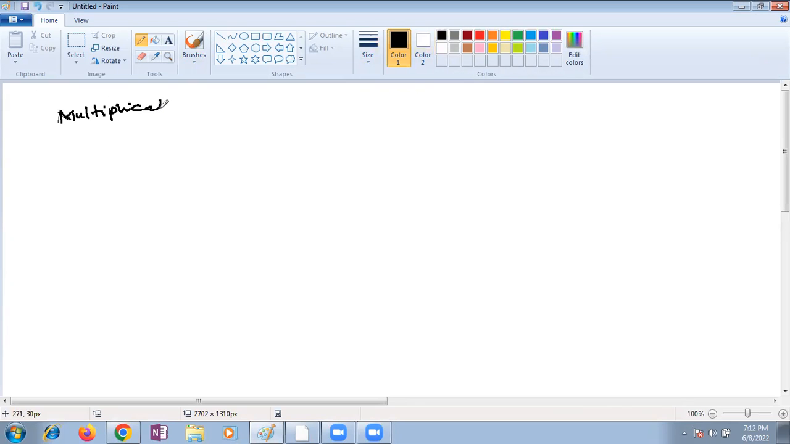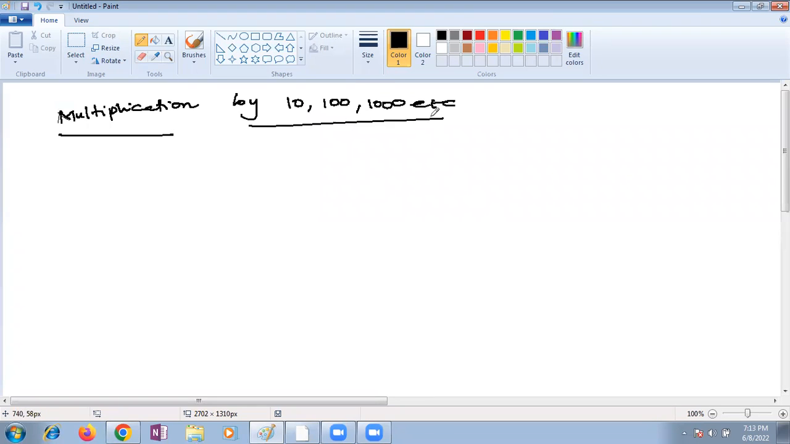Multiplication. This is very easy, but still students make errors in multiplication by 10, 100, 1000, etc. Like 10 square, 10 cube, like that. Suppose I want to use the cost of a notebook. Let me go with a small example, children.